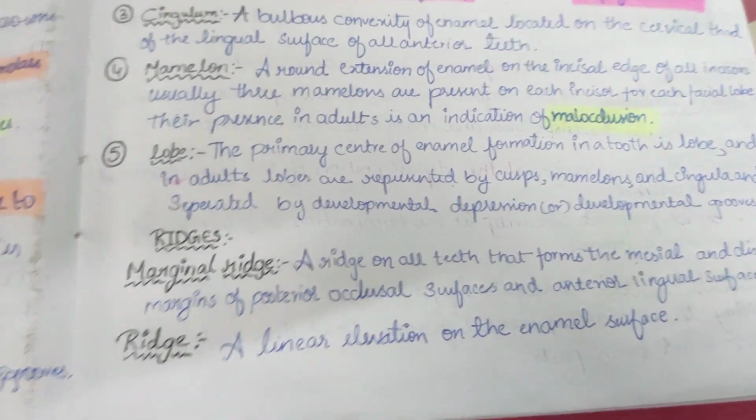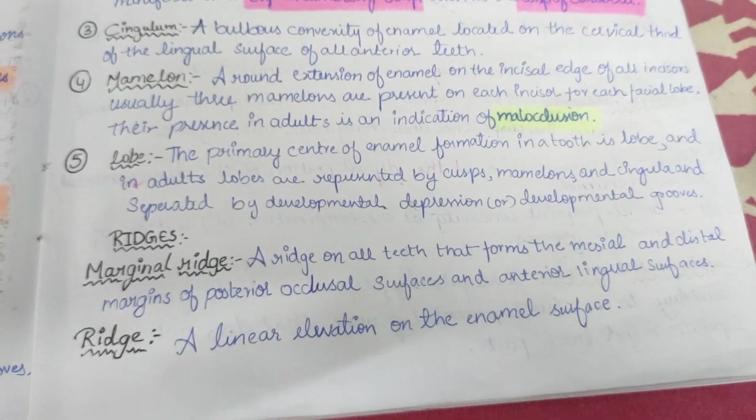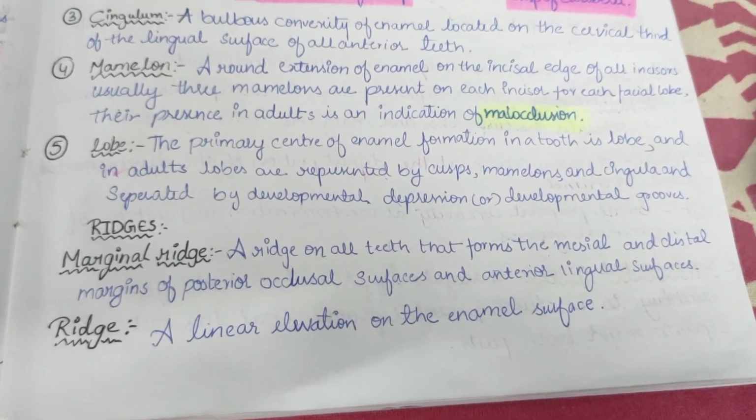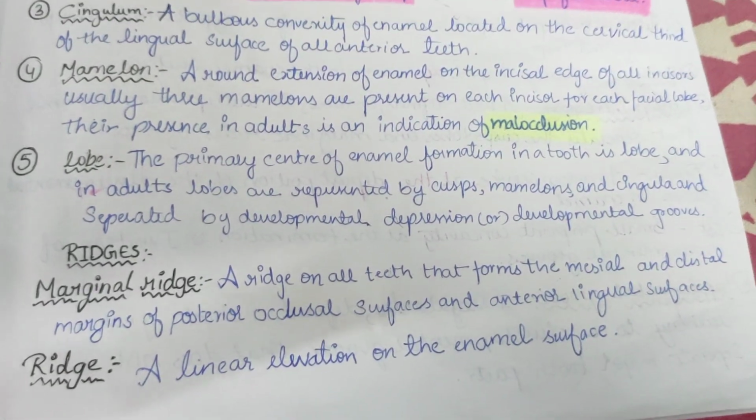Now let us go to the ridges. Ridges are of many types. A linear elevation on the enamel surface is known as a ridge. Now we'll see the types of ridge.